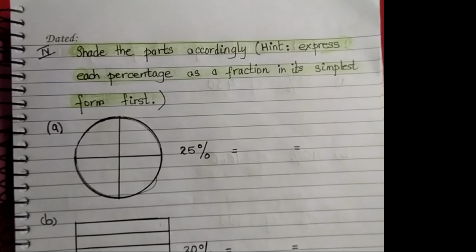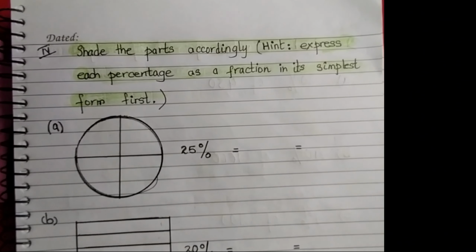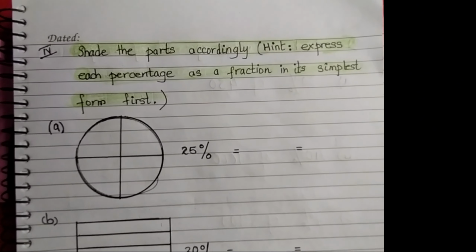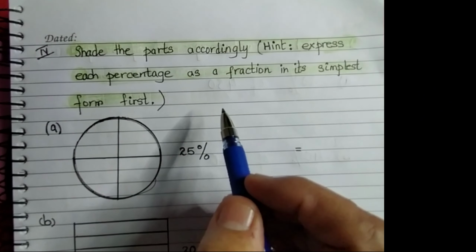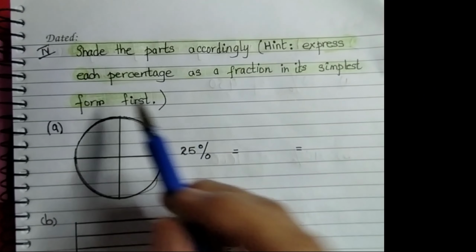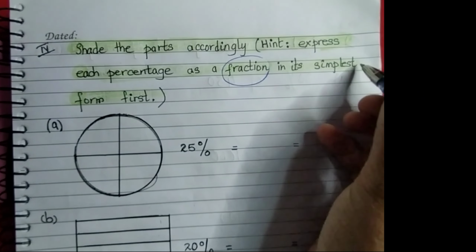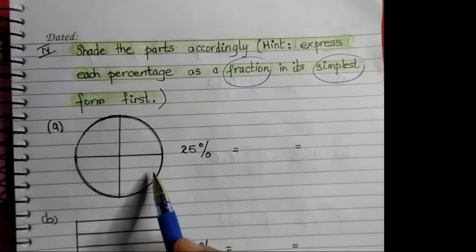Let's have a look at the question first. Shade the parts accordingly. But the hint is express each percentage as a fraction in its simplest form. What have they asked you first to do? Let's underline those things that are very important to be done. Express each percentage as a fraction. I will circle this up, and I have to bring it to the simplest form. And you also have to shade the parts too.